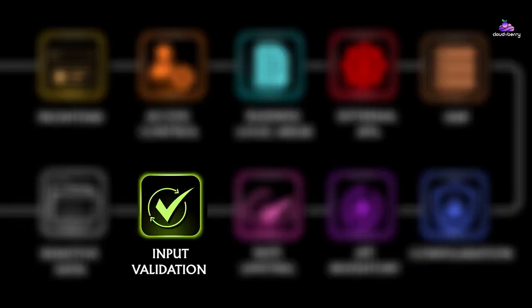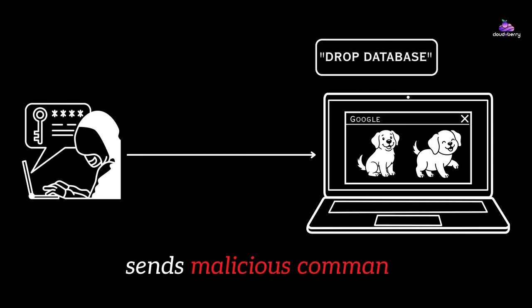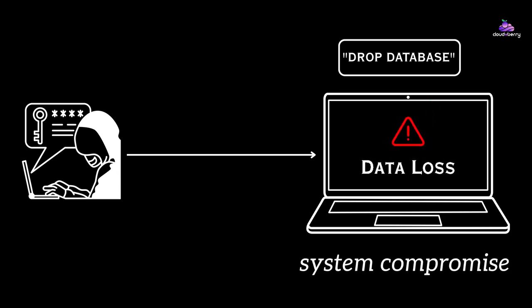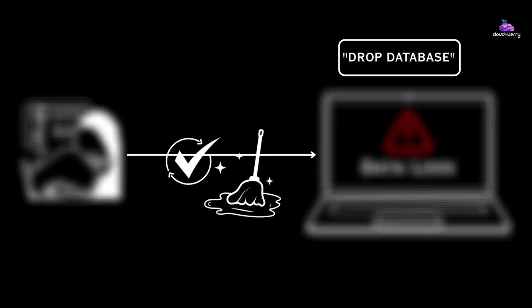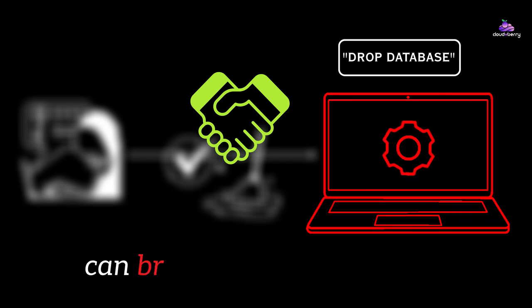Next is no input validation. This happens when user input is accepted without proper checks. For example, a search field where a user is expected to type something normal. Instead, an attacker sends malicious commands. If your backend executes it directly, it can lead to data loss or system compromise. So always validate and sanitize inputs before processing them. Treat all input as untrusted, because trusting user input blindly can break your entire system.